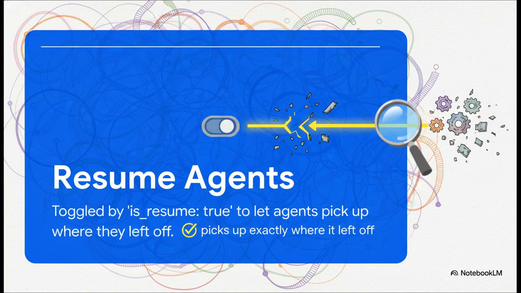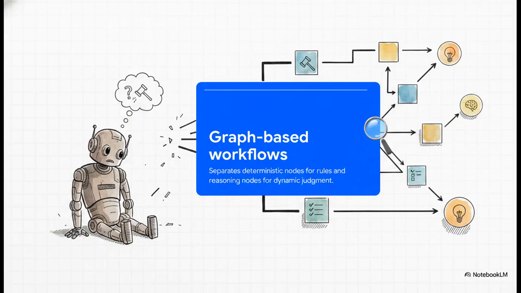In a real production environment, a multi-agent workflow might churn away for hours. If a service drops, man, you used to have to restart the whole process from scratch. But with ADK 2.0, you literally just toggle a single flag, is resume true? That's it. The agent perfectly tracks which tools it already ran and picks up exactly where it left off. A real game changer.